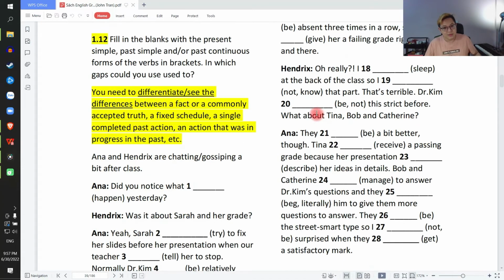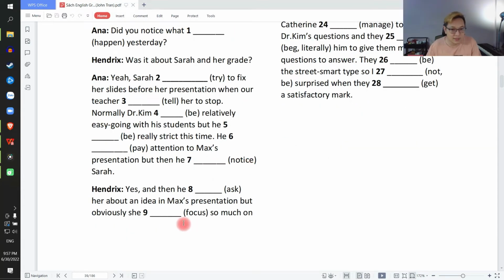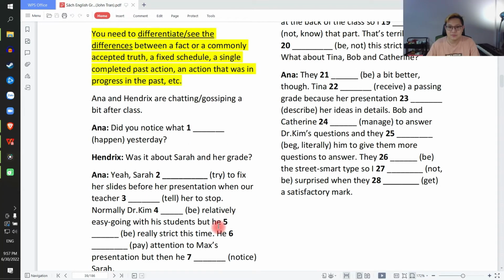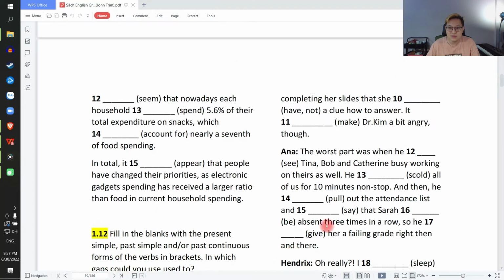Cái số 9 nó cung cấp cái bối cảnh nền để mà cho cái hành động khác nó diễn ra, nó một cái hoàn cảnh, cho nên số 9 là was focusing. Còn số 8 hành động đơn lẻ thôi, asked, quá khứ đơn. Số 10 cũng là she didn't have, nó chỉ là một hành động đơn lẻ thôi, quá khứ đơn. She didn't know her clue how to answer.